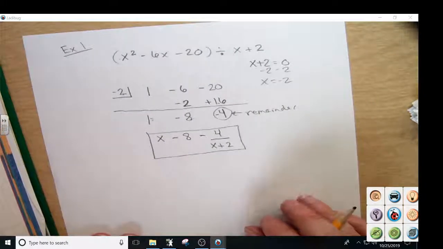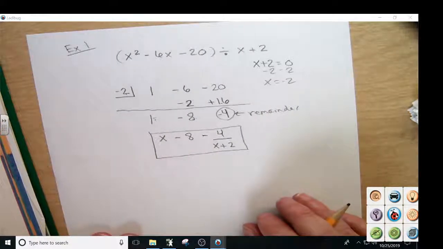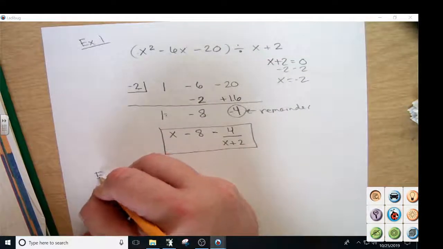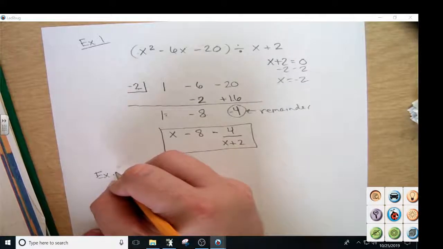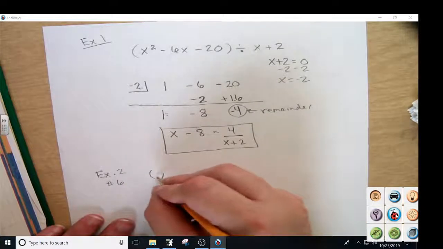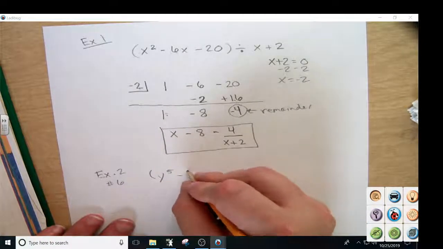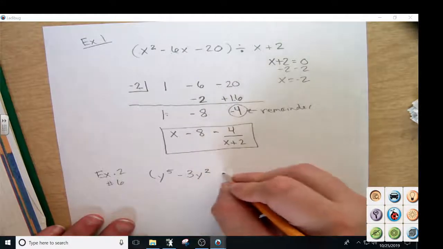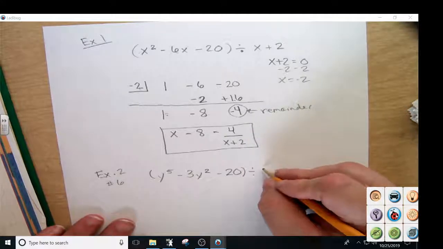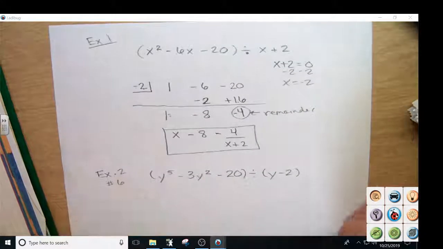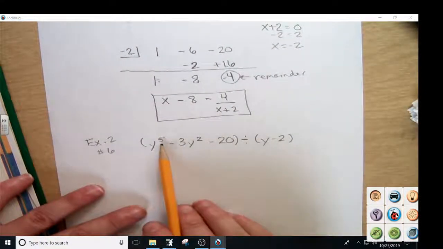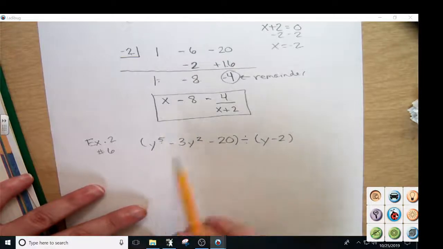All right. Let's look at another one that's missing some powers here. See, example number 2. This is number 6 out of the green book. So we've got y to the 5th minus 3y squared minus 20 divided by y minus 2. Now, first thing I want you to notice, we're missing powers here. You go from the 5th power to the 2nd power. Well, I'm going to show you how to fix that.